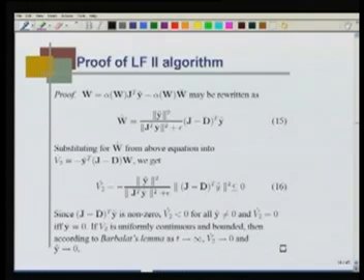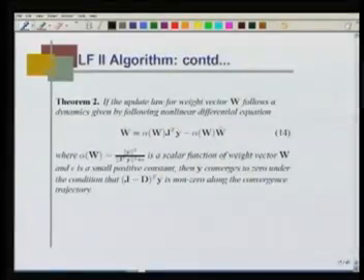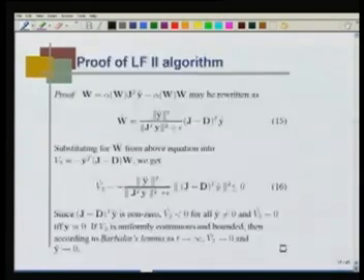If V2 dot is uniformly continuous and bounded, then according to Barbalat's lemma, as t tends to infinity, V2 dot tends to 0, implying Y tilde will converge to 0, which was the theorem. So, the theorem is proved that Y tilde will again converge to 0 provided the condition, which is that J minus D transpose Y tilde is non-zero along the convergence trajectory.